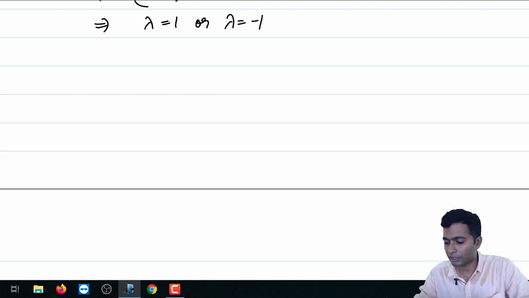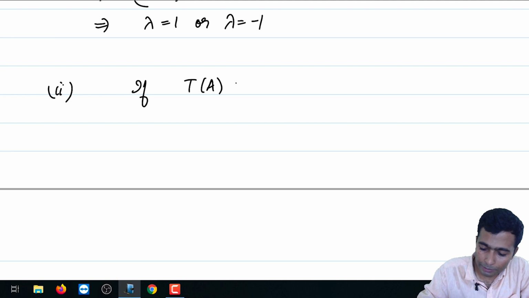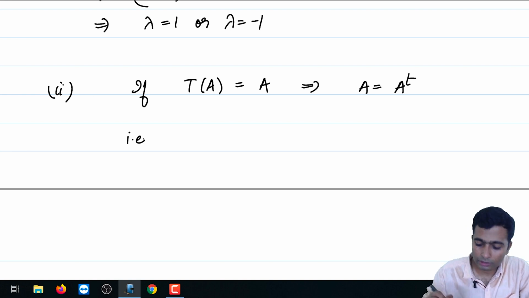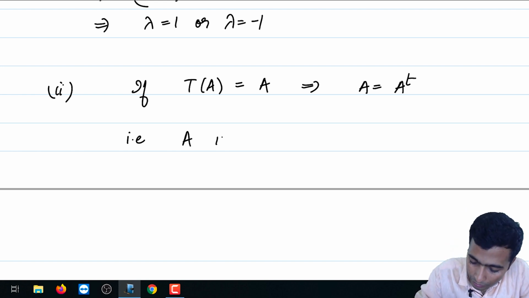Let's see what happens when lambda is 1 and what happens when lambda is minus 1. So if T of A is equal to 1 times A, this implies that A is equal to A transpose, i.e. this means that the matrix is a symmetric matrix. This is what is called a symmetric matrix.